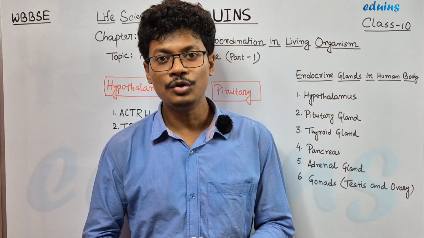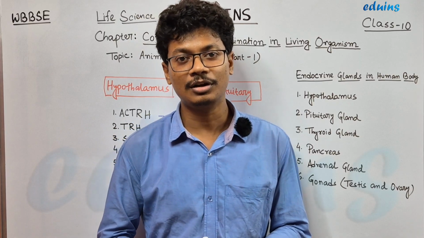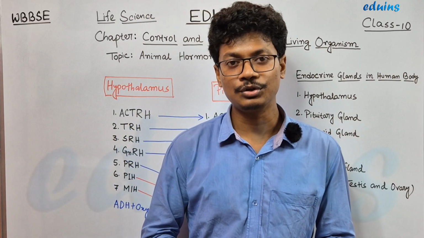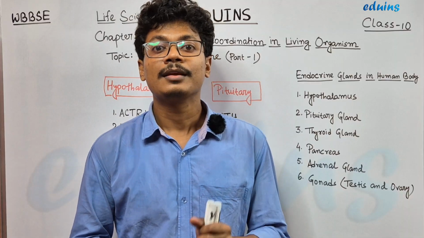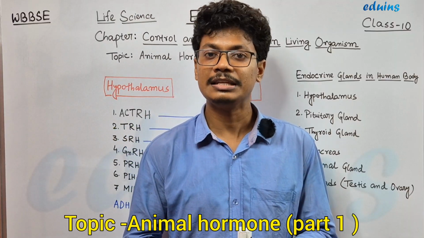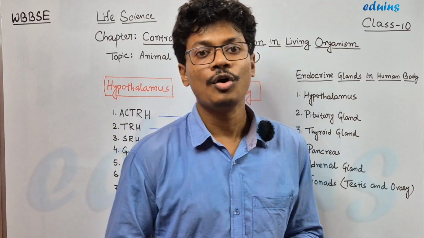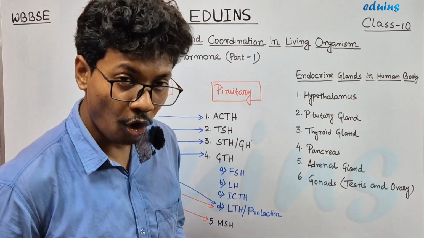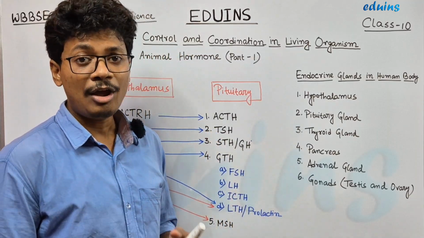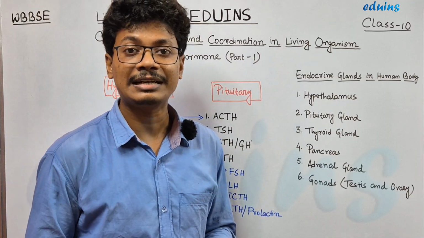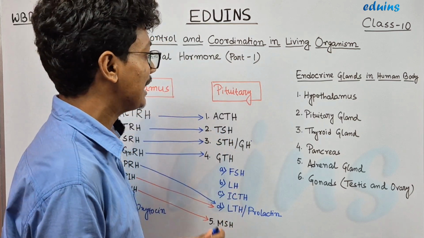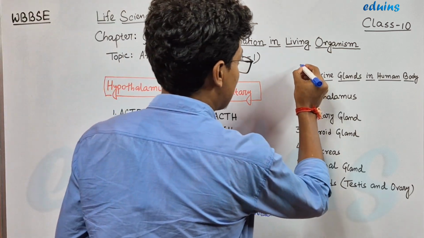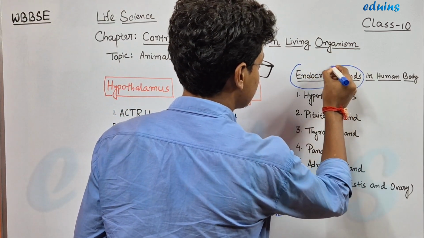In the previous video, we discussed the structure of the neuron. In today's video, we will discuss animal hormones, especially in the case of humans. So, what are hormones? Hormones are biochemical substances which are secreted from special glands known as endocrine glands.